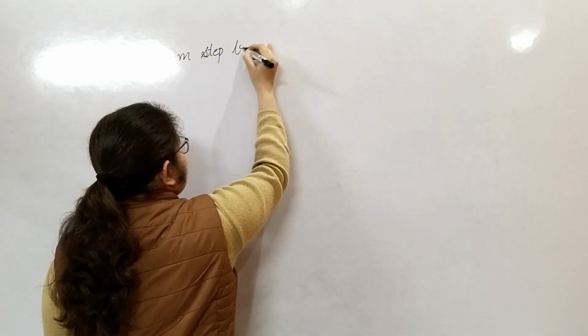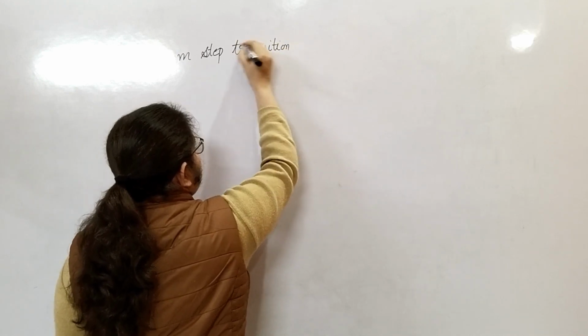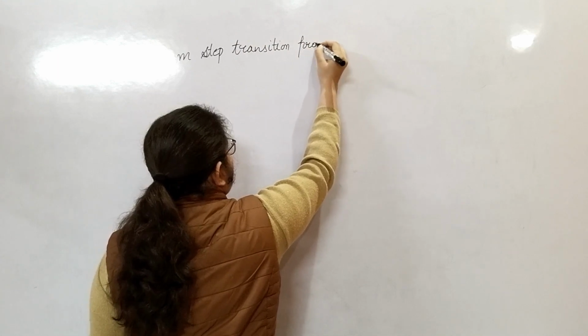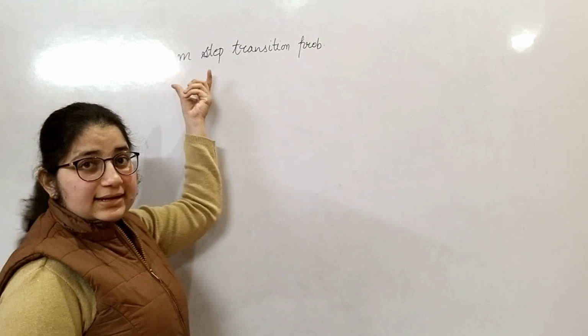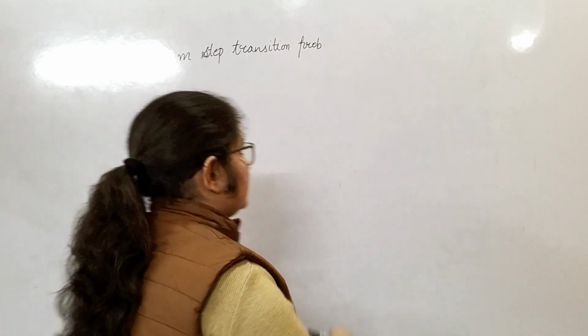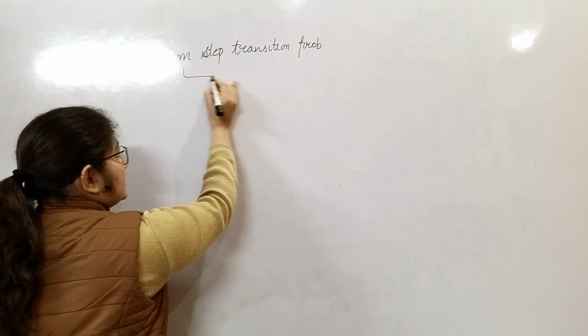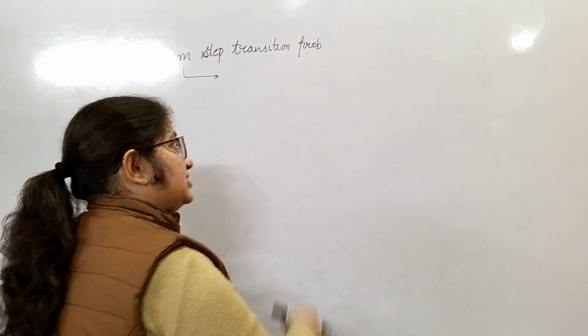N-step transition probability. Okay. This n-step transition probability, it can be n, m, any step. M step means that generally I am telling this thing to you. So for n-step transition probability, look, in the last video I told you what is the transition probability pjk.